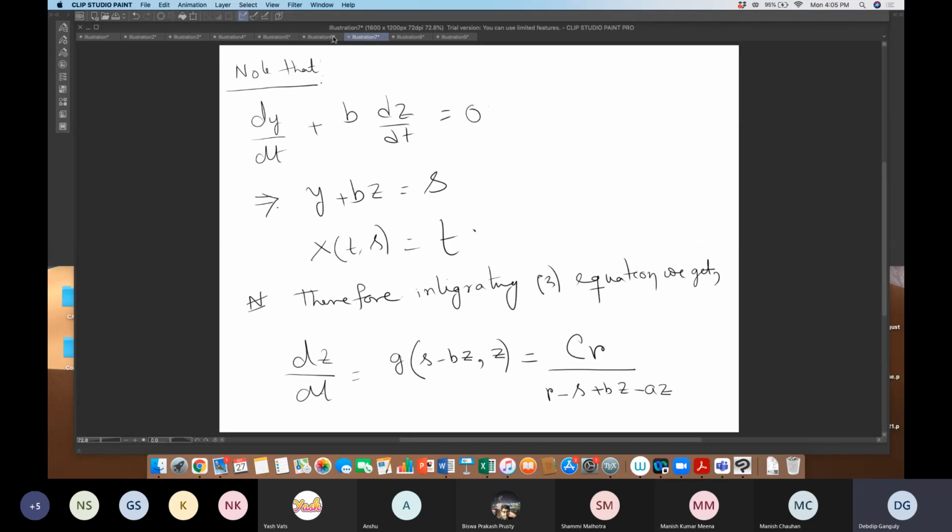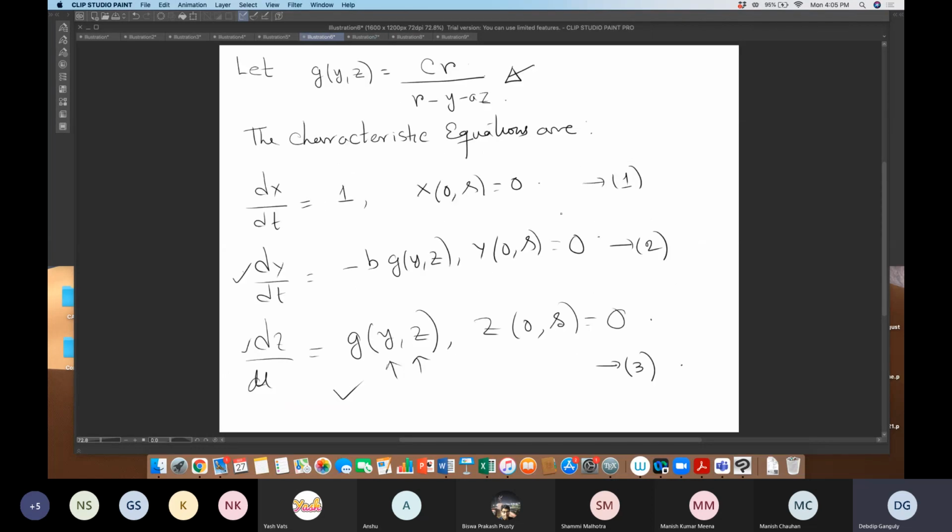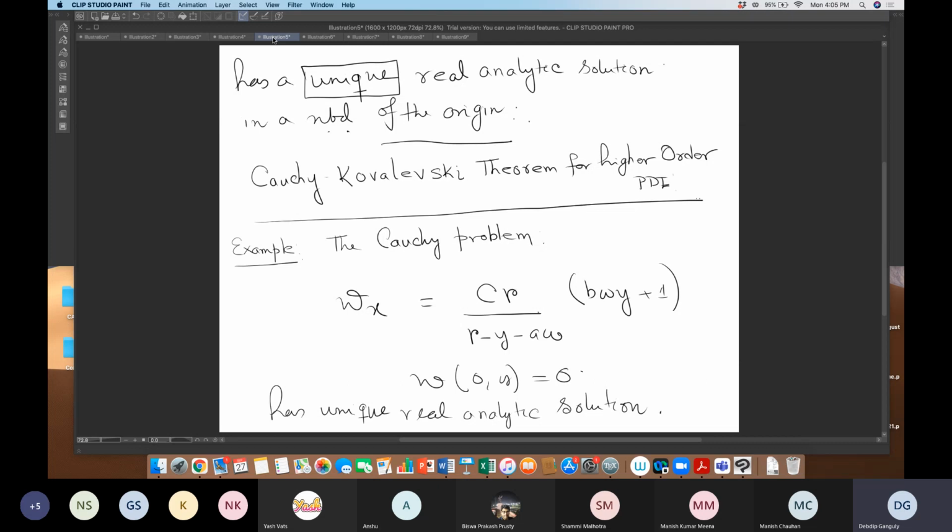Okay, this is just a simple example. Of course, this type of example also arises in the proof of this theorem. In this theorem, we have to find a solution that is a real analytic function.